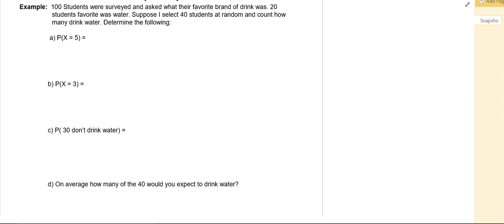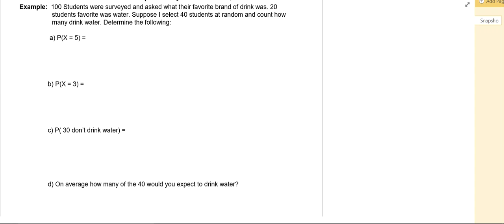Okay, in our next example here, we have 100 students who were surveyed and asked what their favorite brand of drink was. 20 students' favorite was water. I select 40 students at random and count how many drink water. We want to determine the probability that 5 people drink water, 3 people drink water, 30 don't drink water, and on average, how many of the 40 would you expect to drink water?